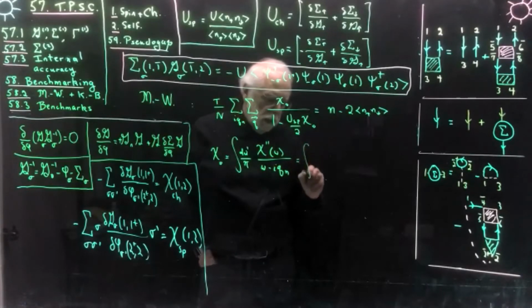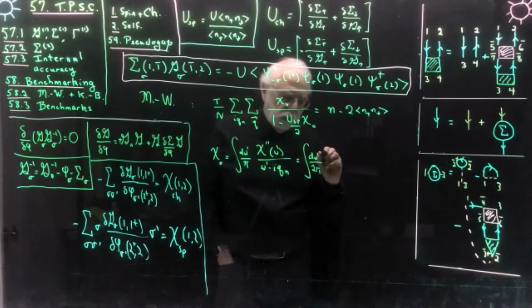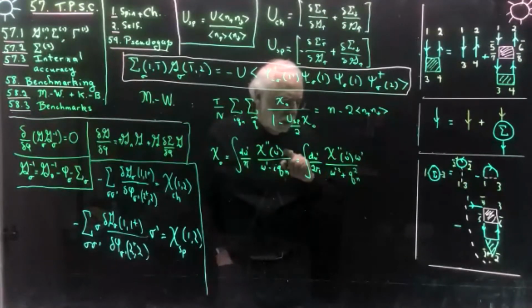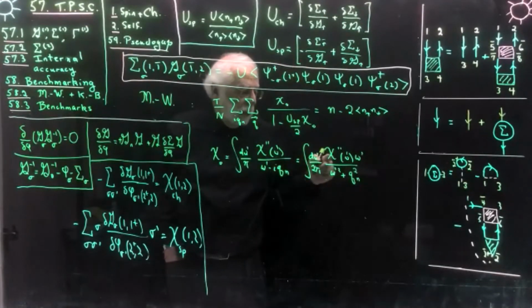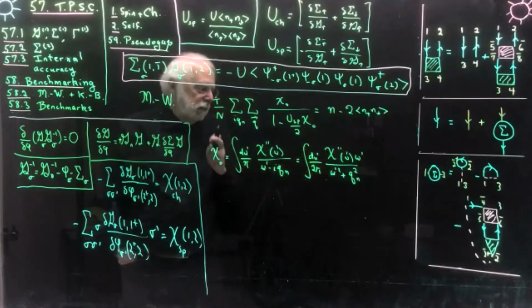So this is equal to the integral dω' over 2π. I multiply by the complex conjugate, numerator and denominator. So that's χ''(ω') times ω'² plus Ωn². I just multiply by the complex conjugate, numerator and denominator. And because this is odd, the term that's in front of iΩn vanishes when I integrate over frequency.